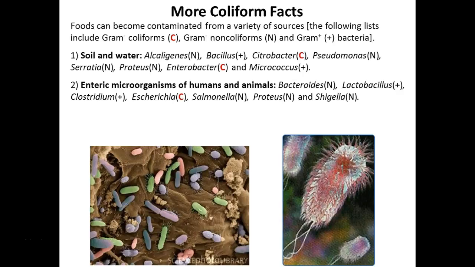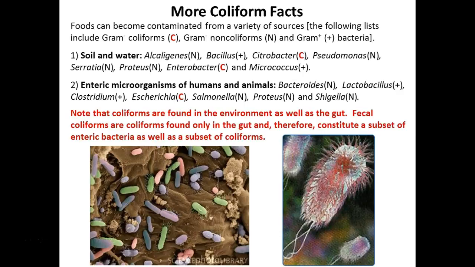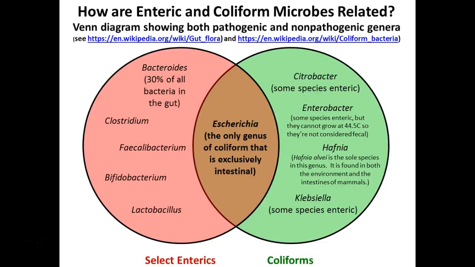Foods can be contaminated from a variety of sources, right? Our soil, our water, enteric microbes of humans and animals can have several different genera that can be a problem. C stands for coliforms, right? So these are ones found in our gut. They also can be found in the environment, so notice some of them in the soil, in the water. The one that is really exclusively found in our intestines is E. coli. So again, that's a strong indicator.